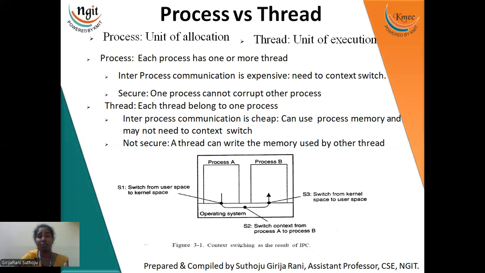When we are discussing the process, one process cannot change another process's data. So that is why it is highly secure. Coming to the thread, one thread has access to write or read on another thread also. So this is not secure, right? So this is all about process versus threads.